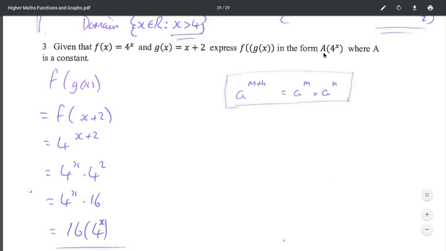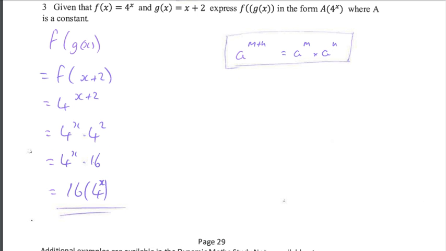And I can write that as a times 4 to the x just by putting the 16 at the front. So it's 16 bracket 4 to the power x.